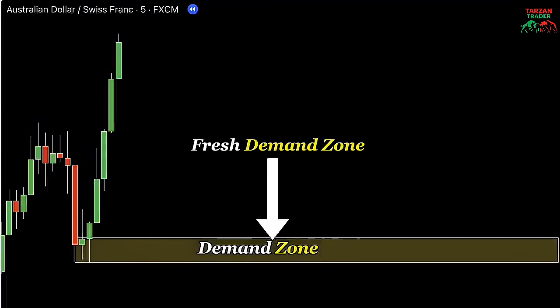Let's break it down. Let's look at the candle size. The candles that form the zone are large, showing strong momentum and indicating institutional involvement. A good sign for a high probability trade. Now, let's check the freshness of the zone. This zone is fresh, meaning it hasn't been tested before. Since it's the first time the market revisits this zone, it has a higher chance of reacting strongly.